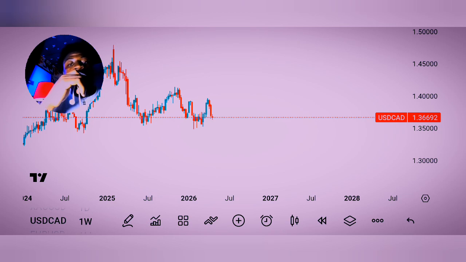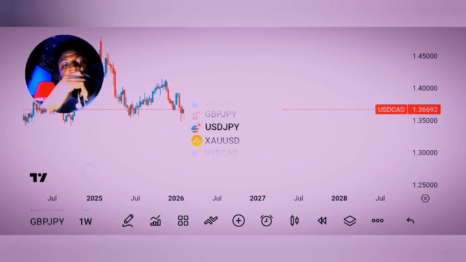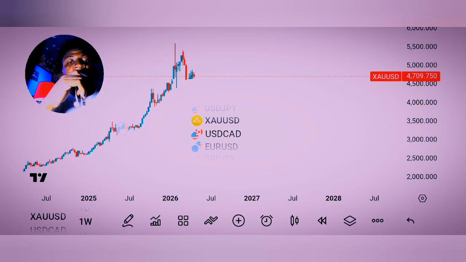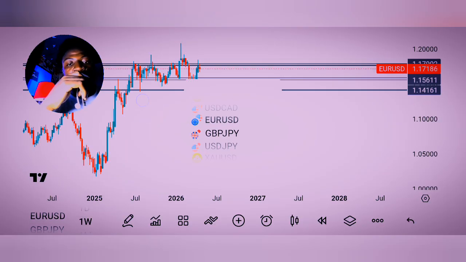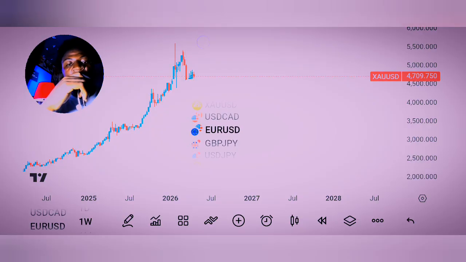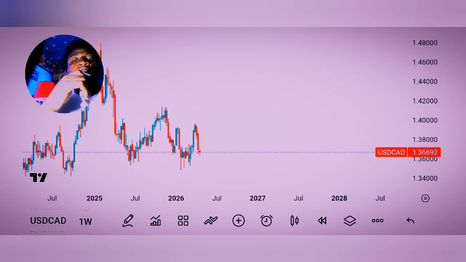So let's check in. Now the first thing you see at the left hand side of your phone is our watch list, just under the TradingView label. We see the list of the currency pairs that are in my watch list. We have the EUR/USD, the GBP/JPY, the USD/JPY, USD/CHF, XAU/USD, and all the like. But today let's focus on USD/CAD.